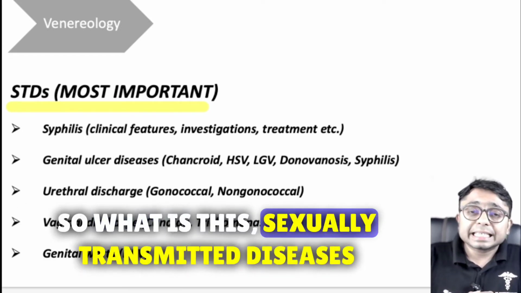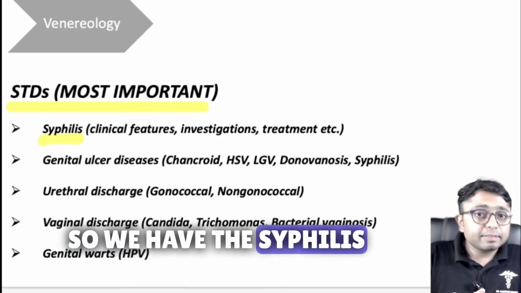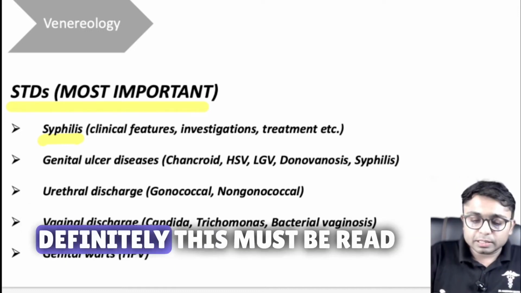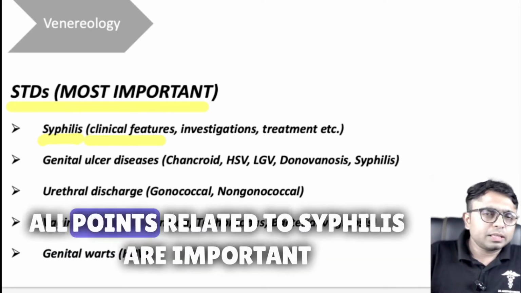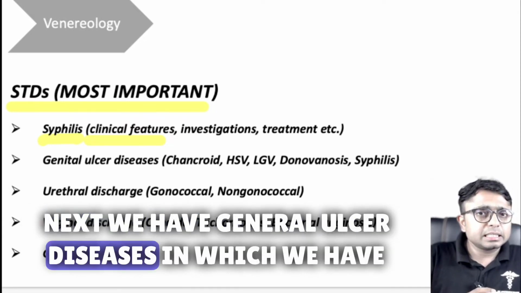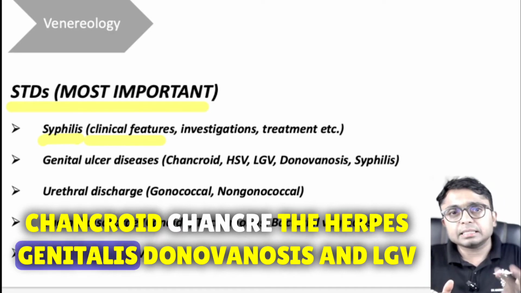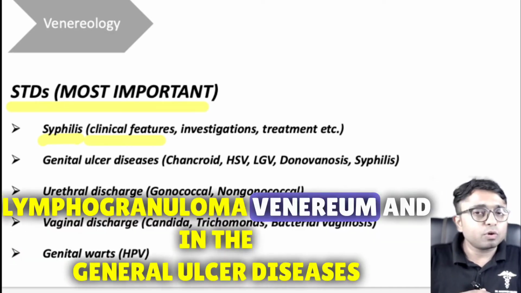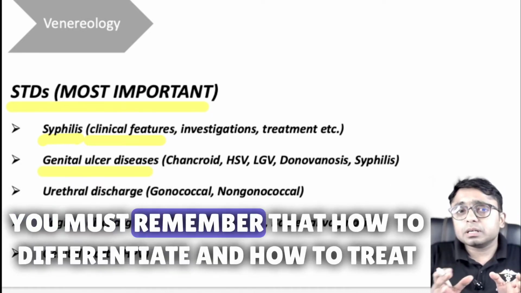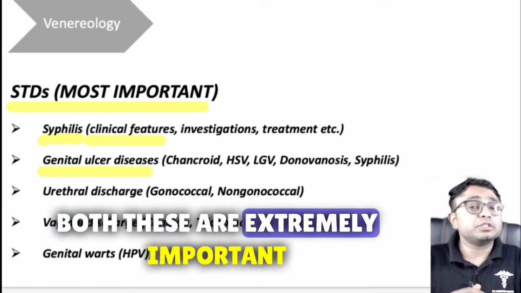So what is this? Sexually transmitted diseases. Okay. So we have syphilis, which is the most important STD, which you must read. Definitely, this must be read. All the points related to syphilis are important. Next, we have genital ulcer diseases in which we have chancroid, chancre, herpes genitalis, donovanosis, and LGV, lymphogranuloma venereum. And in the genital ulcer diseases, you must remember how to differentiate and how to treat. Both these are extremely important.